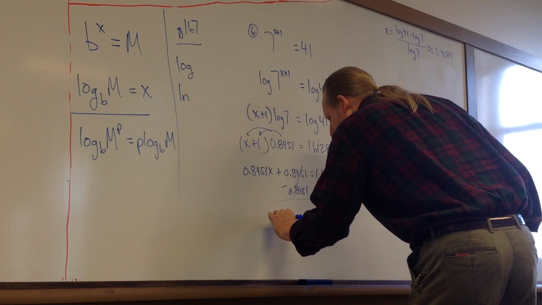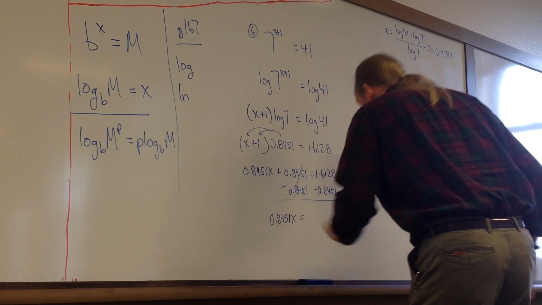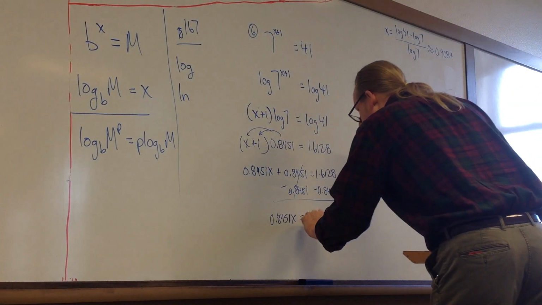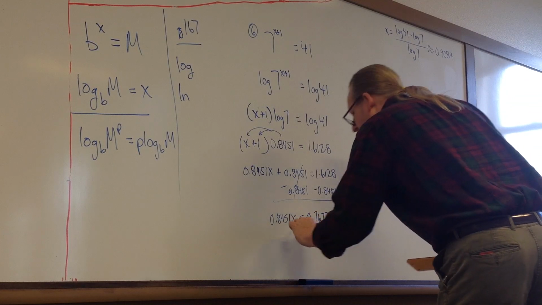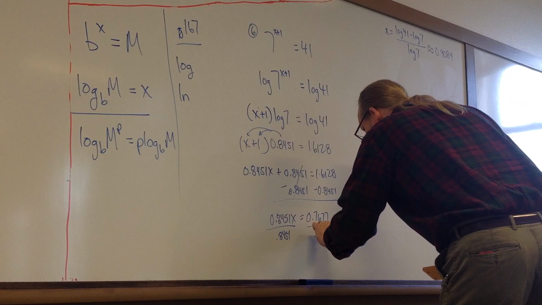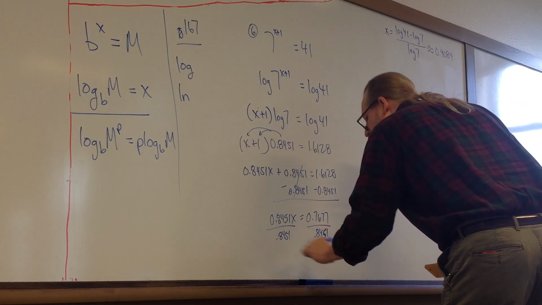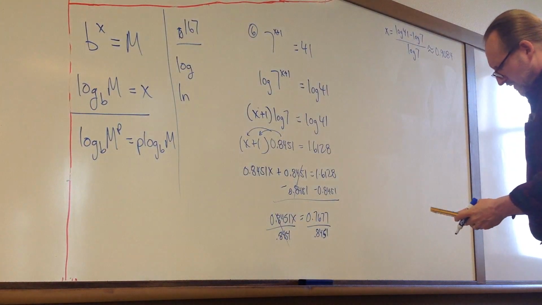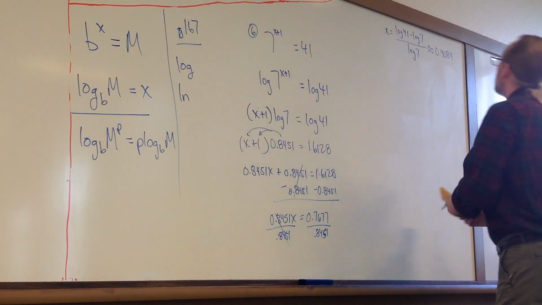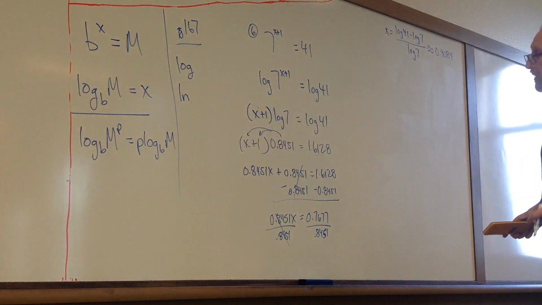So we've got 0.8451x on the left-hand side. And on the right-hand side, we just need to subtract these two decimals. 1.6128 minus 0.8451. And we get 0.7677. And so now we just need to divide on both sides by 0.8451. And so we get 0.90841. Okay? So again, pretty close.